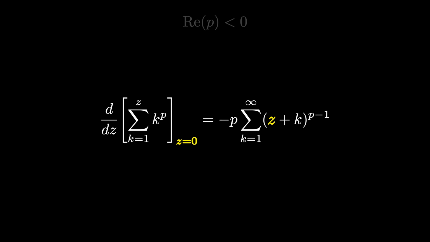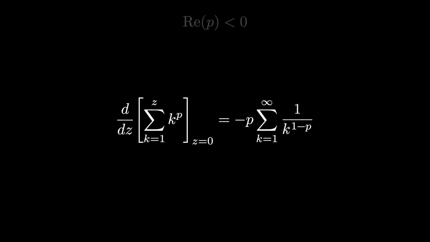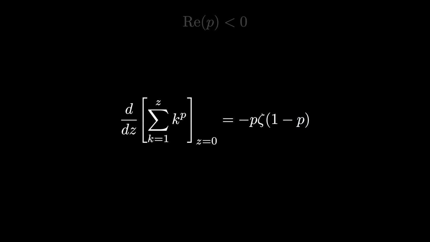We just end up with -p times the infinite sum of k to the p minus 1, which can also be written as 1 over k to the 1 minus p. This is the Riemann Zeta function of 1 minus p. That's crazy, right? We take the derivative of this fractional sum, and the zeta function just kind of falls out. We can do something cool with this.